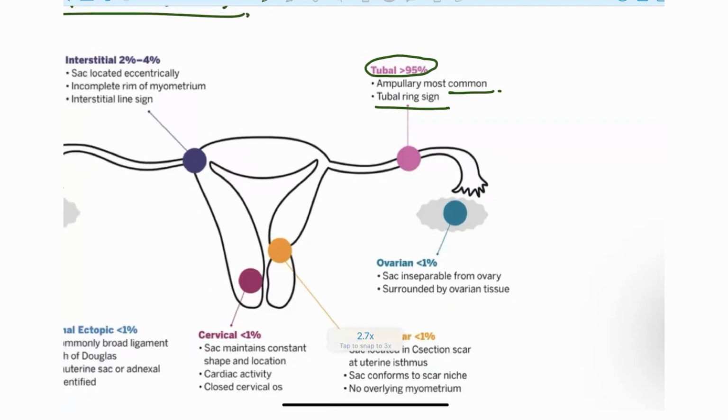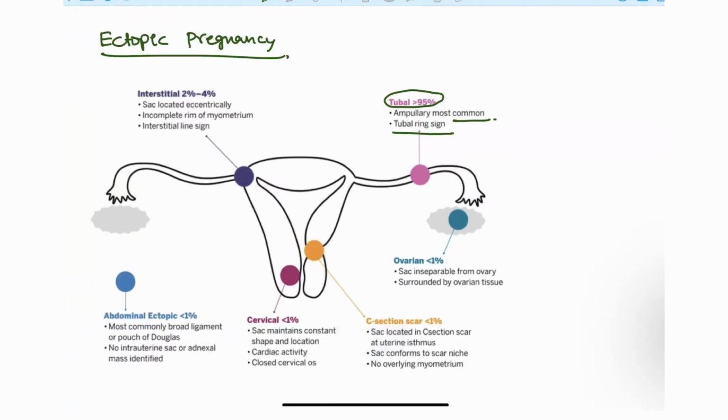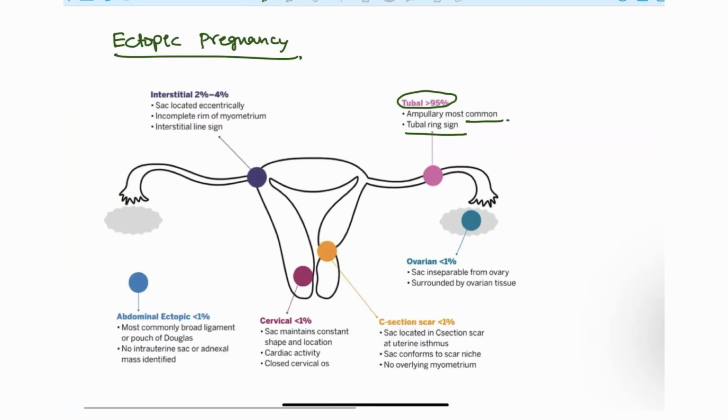And next, there will be another question. What is the most common non-tubal site? Then it is ovarian. The non-tubal will be ovarian. Next, what is the least common? Then it is the cervix. It is going to be the very least common site, the cervical ectopic pregnancy.